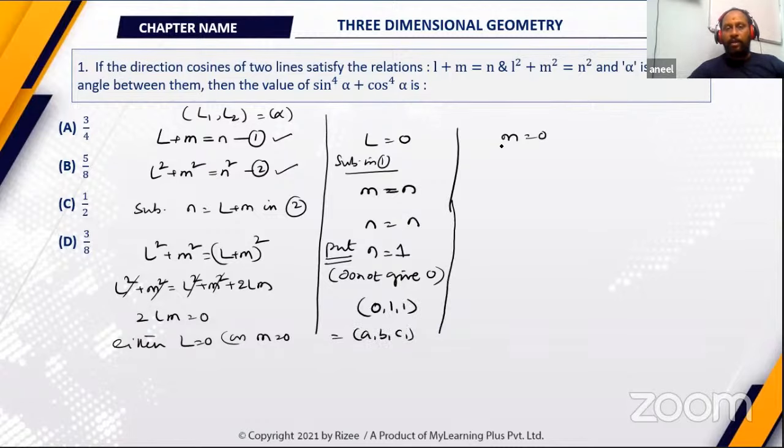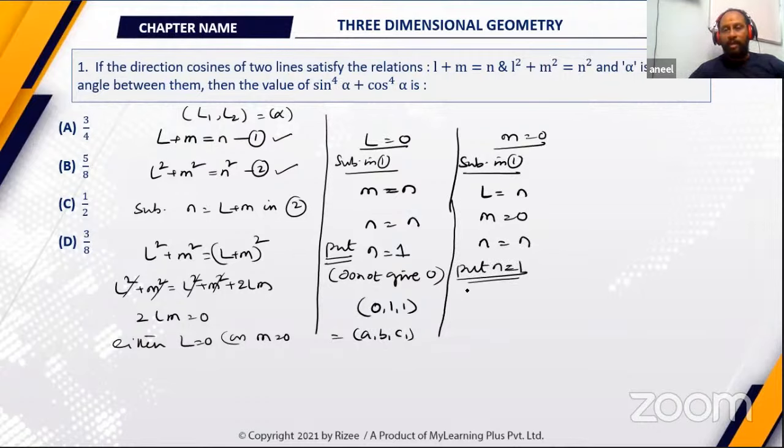Then coming on to this, substitute M is equal to 0 in equation 1. Then we get L is equal to N. M is equal to 0 we have given. N is always N. So again keeping N is equal to 1. If you want, you can give 1 or you can give 2 or minus 1, any number other than 0. Suppose I give 1. So I would get 1, 0 and 1. These are A2, B2 and C2.